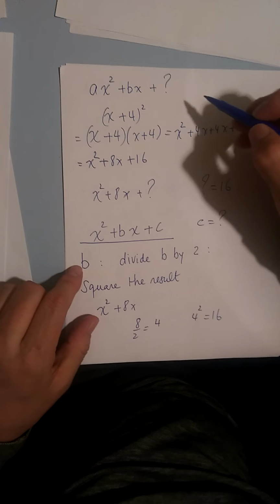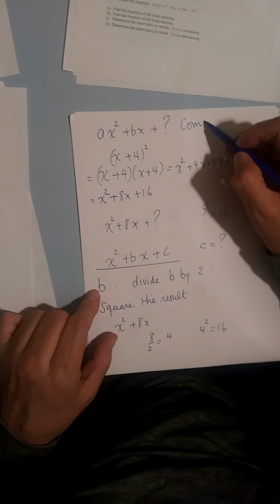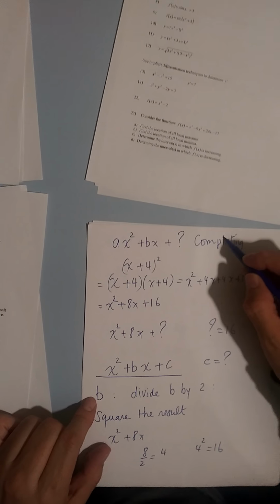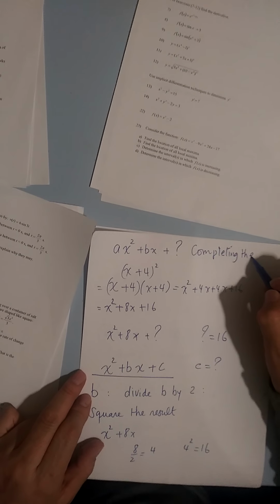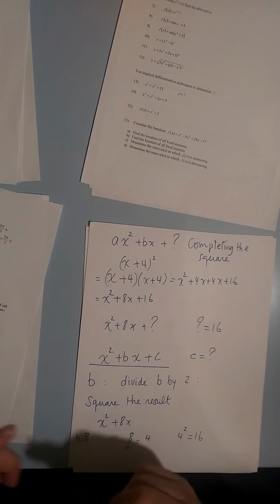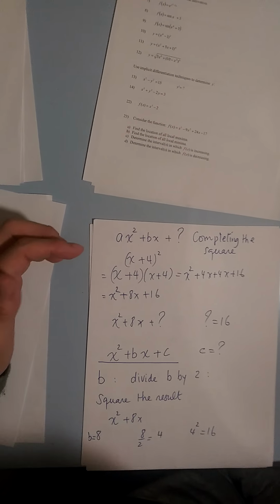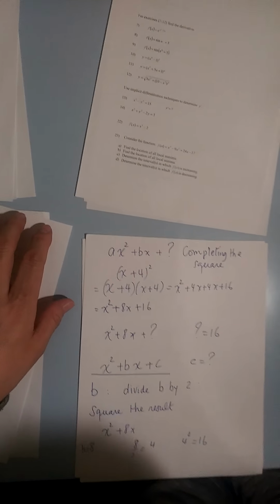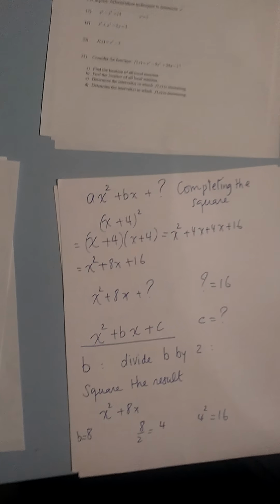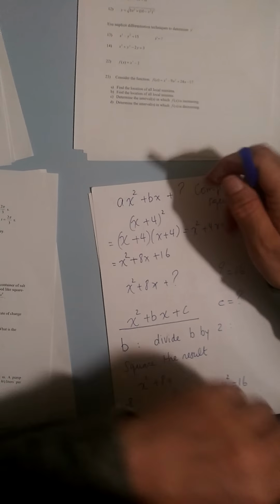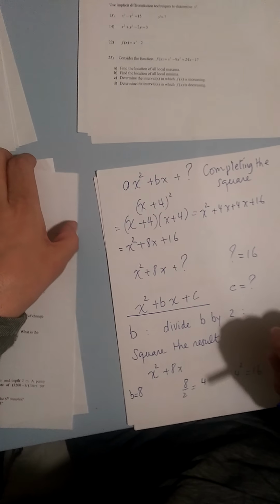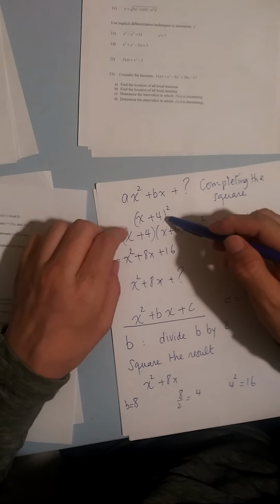Our next topic is called completing the square. So if you have a quadratic like this, ax squared plus bx, you're looking for what number to add to these two to make this whole thing a perfect square. What's a perfect square? A perfect square is something like x plus 4 squared.